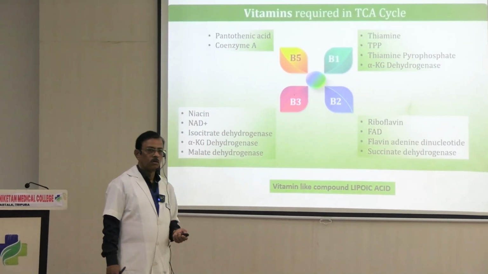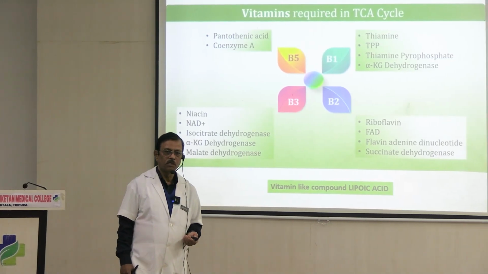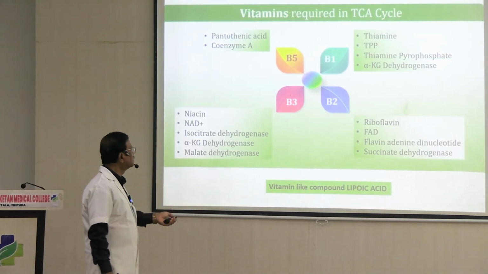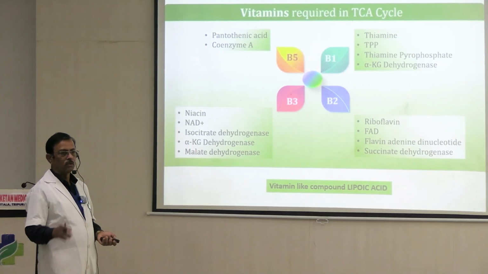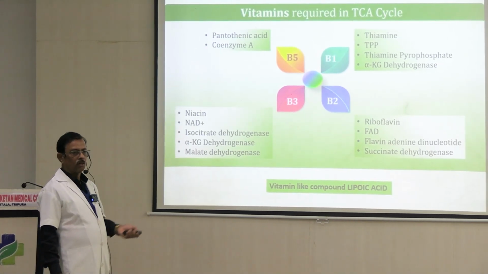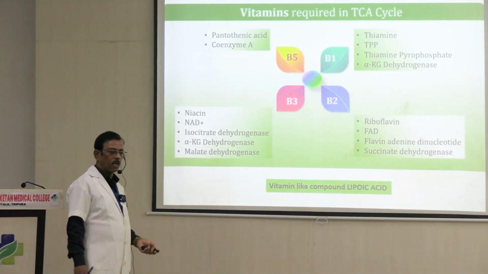So we are using 5 coenzymes in alpha-ketoglutarate dehydrogenase. These are 4 vitamins that are required for the TCA cycle to function, and 1 vitamin-like compound, lipoic acid.